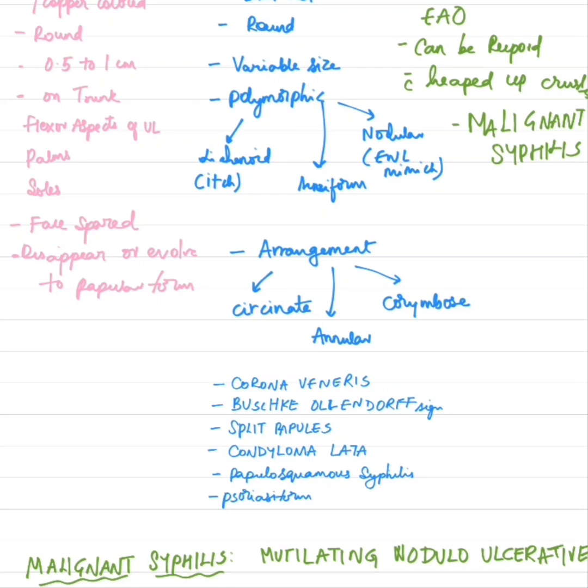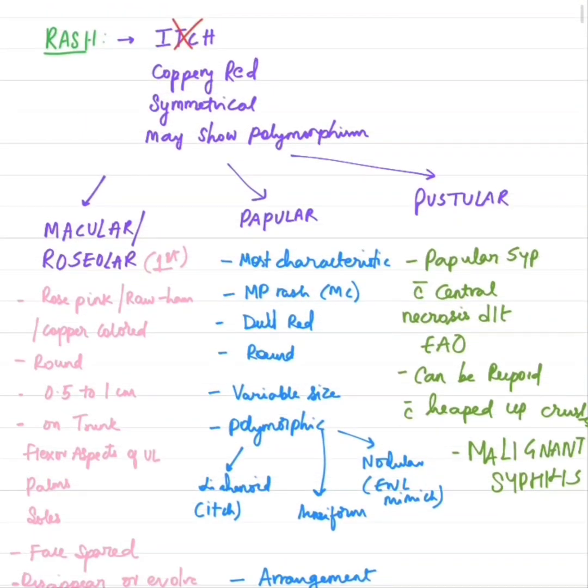Then there can be two other variations of papillary syphilitic lesions. One is a papillosquamous syphilid where the rashes are covered with scales, and the other is psoriasiform secondary syphilid where they are large plaque-like and are covered with psoriatic scales. Next, coming to pustular syphilid. So it develops from papillary lesions which have undergone central necrosis due to endarteritis obliterans. And these lesions can be rupioid with heaped up crusts, especially in debilitated patients.